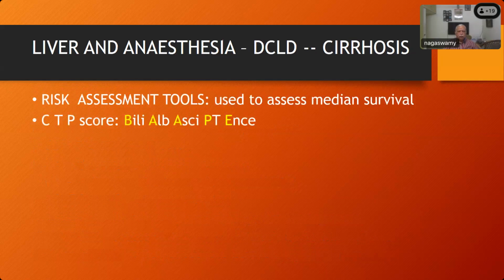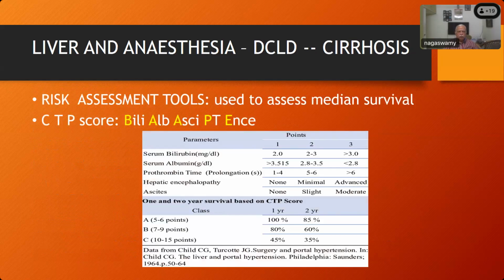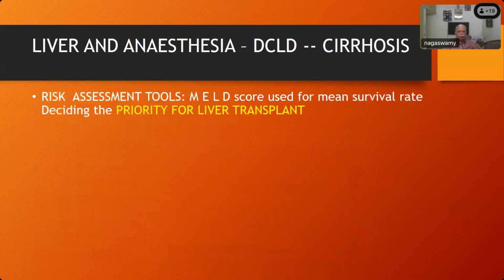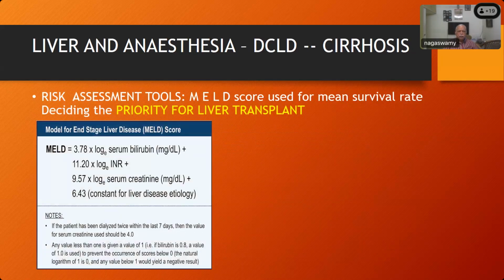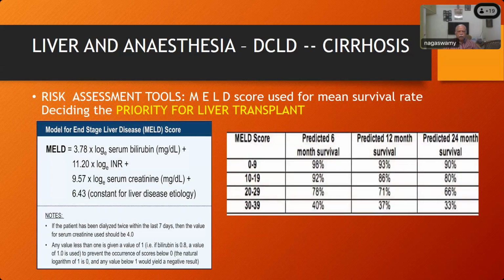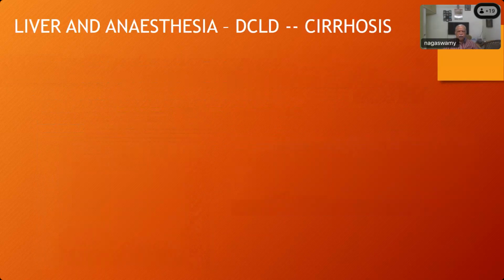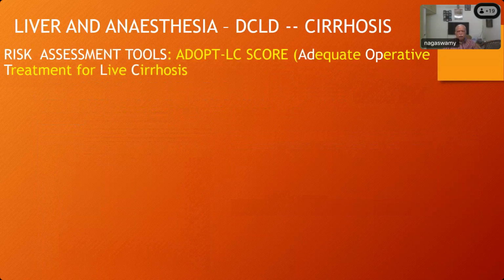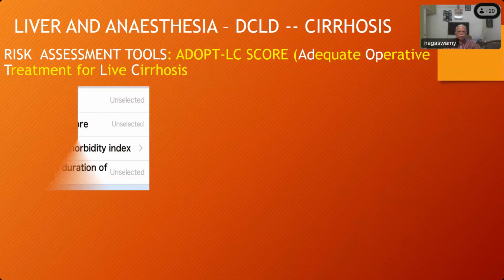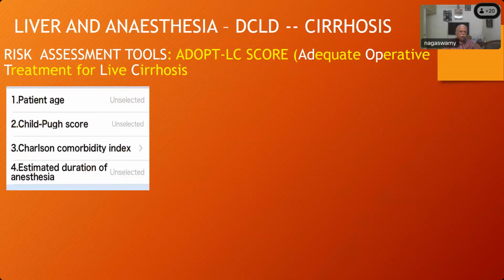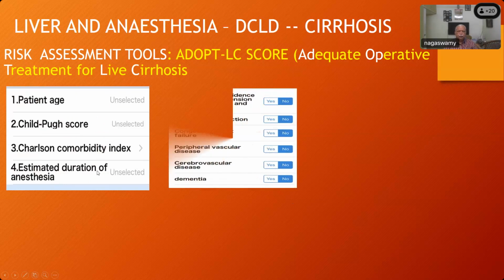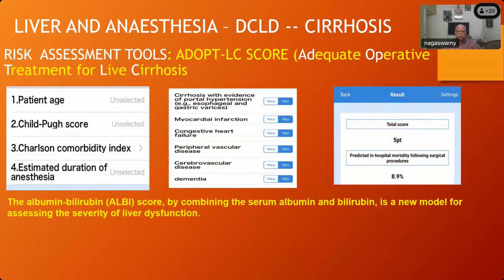And risk assessment tools, the commonly used is the CTP scoring system, which all of you are aware of. And then MELD came mainly for giving priority to liver transplantation. And then the other thing is the ADOPT-LC score, adequate operative treatment score, where you take these four things. Sorry, patient age, Child-Pugh score, Charlson comorbidity, and estimated duration of anesthesia. This is the fourth thing that you take into account, and based on that you can get a point.